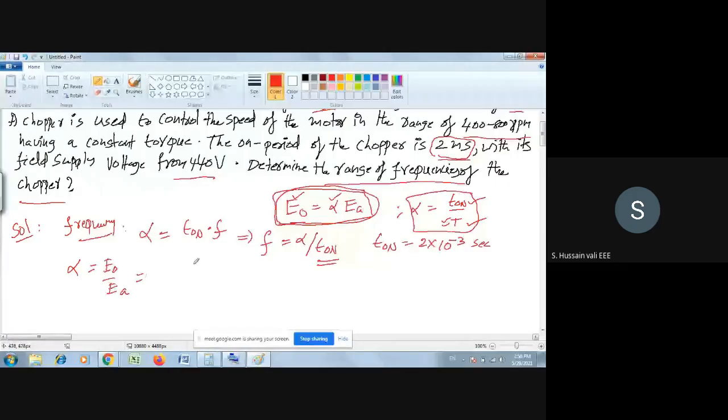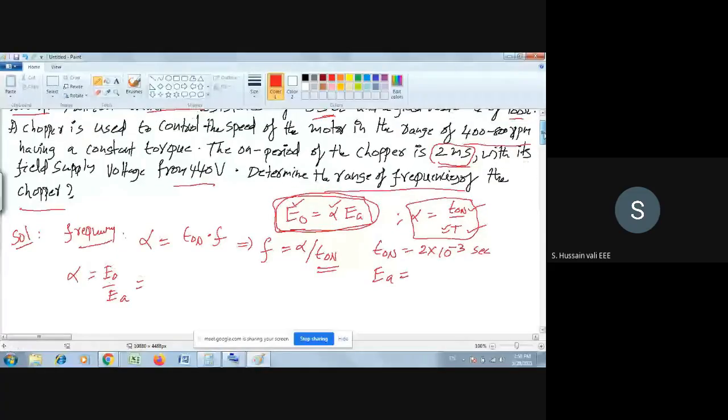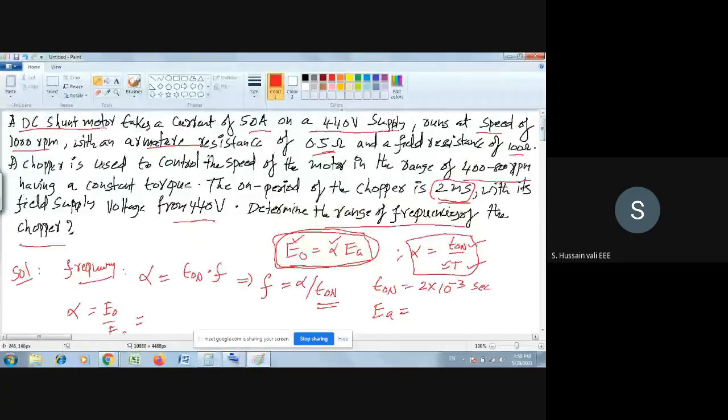So how can I find out one by one? What is EA first of all? What is E naught? In the problem, he has given EA, which is nothing but the supply voltage. How much supply voltage? You read the statement of the chopper. The supply voltage for the chopper is 440 volts. So EA is equal to 440 volts.